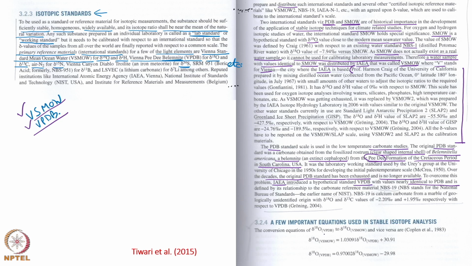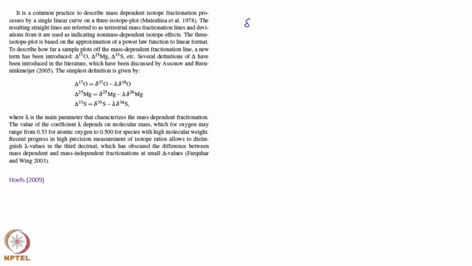The relation between VPDB and VSMOW is given by this equation for delta 18O, and it can also be written in this format. Delta I have already defined. There is another kind of delta given by the triangular symbol, and it has been used in this way: delta 17O, delta 25Mg and delta 33S. Different definitions of delta exist. Delta 17O is equal to the previous delta symbol 17O minus lambda delta 18O.